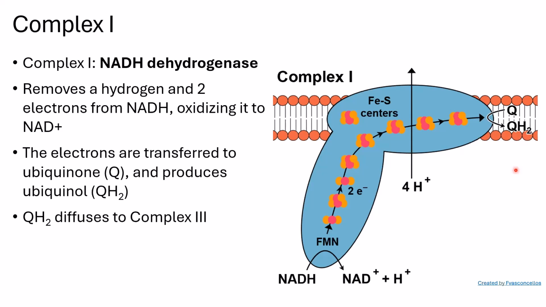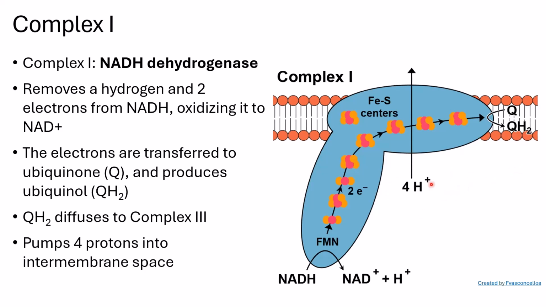What I want you to know is that during this electron transfer process, complex 1 pumps 4 protons into the intermembrane space, contributing to the proton gradient.